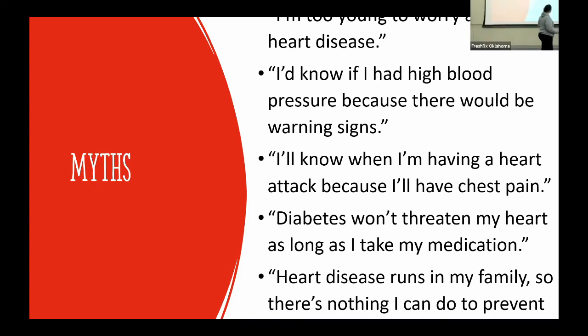Heart disease runs in my family, so there's nothing I can do to prevent it. I think that there is a lot of genetic predisposition. The same with diabetes. There's a predisposition for you to develop these diseases, but how you manage or treat that disease, how seriously you want to prevent them, is even more important.